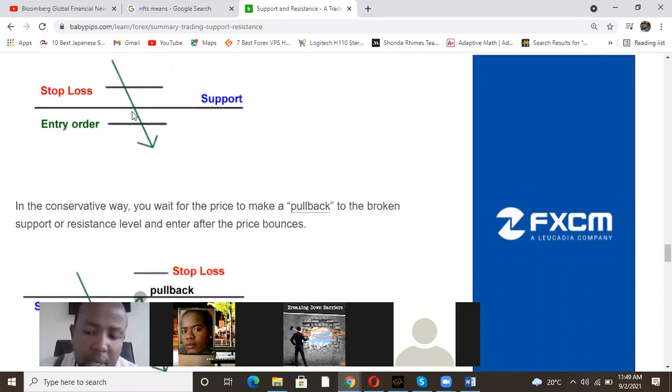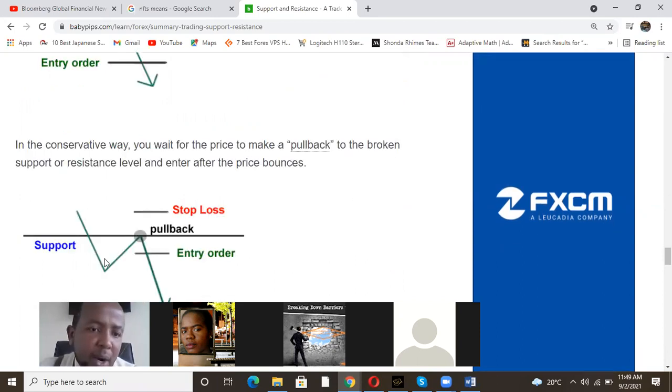Now this was a break. And then this pullback, now this is the bounce. You can see it broke, went back, then bounced back down. That was a very good sell order.